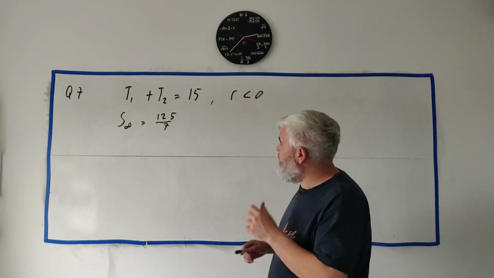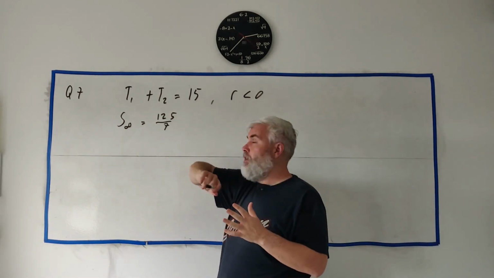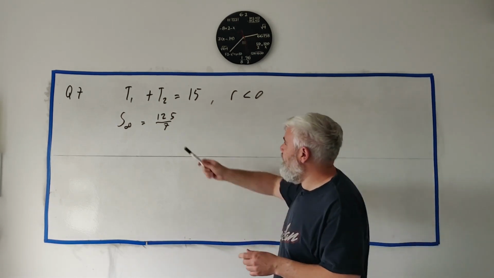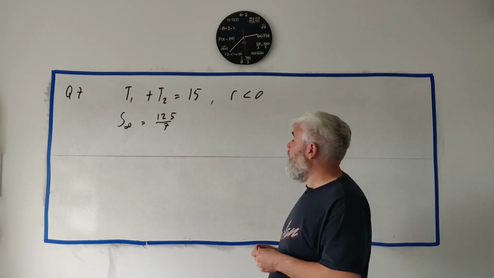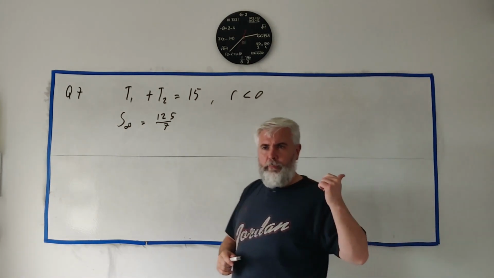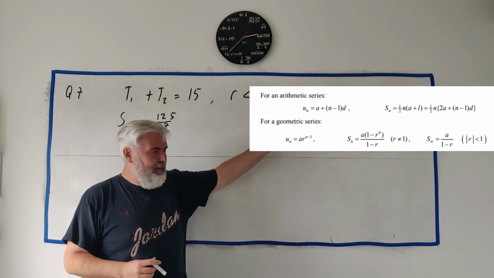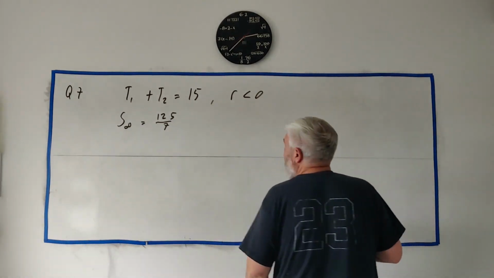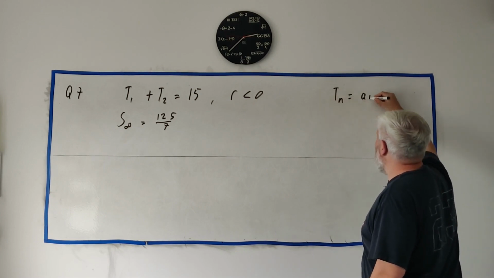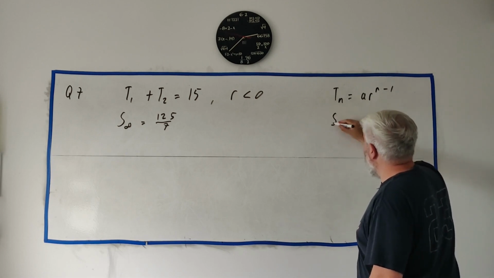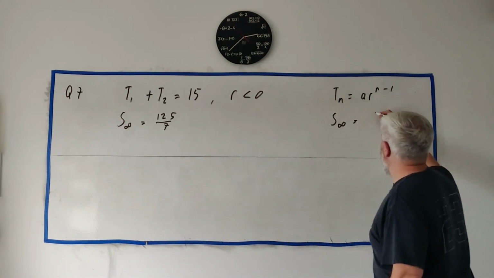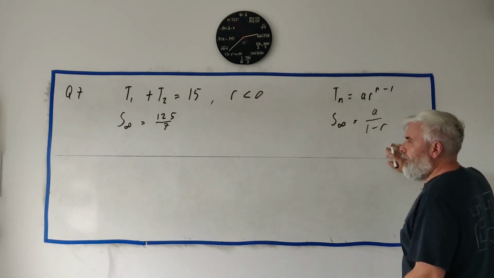Okay, so what they told us: the sum of the first 2 terms of this progression equals 15. That's the first clue. They told us the sum to infinity is equal to 125 over 7, and they told us the common ratio r is negative, or less than 0. I'll put on the board the formulas that we're going to use. A term, Tn, so first term, 8th term, anything like that, is equal to ar to the n minus 1. The sum to infinity is equal to, let me just double check, a over 1 minus r, and that's all we're going to need here.